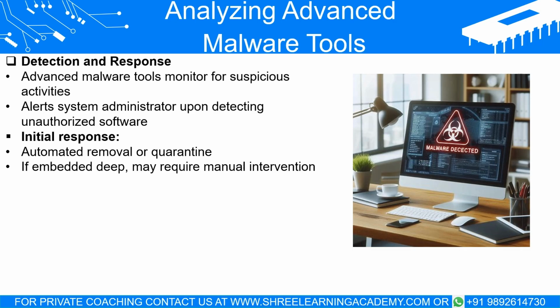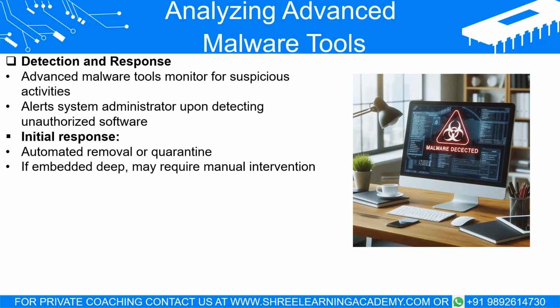Detecting and responding to malware threats. The first step in handling these threats is detection. Advanced malware tools usually include monitoring capabilities to detect suspicious activities such as the execution of unauthorized software. When such activity is detected, the tool alerts the system administrator, who then investigates further. Automated removal or quarantine of the suspicious software is often the first response, but sometimes manual intervention is necessary.